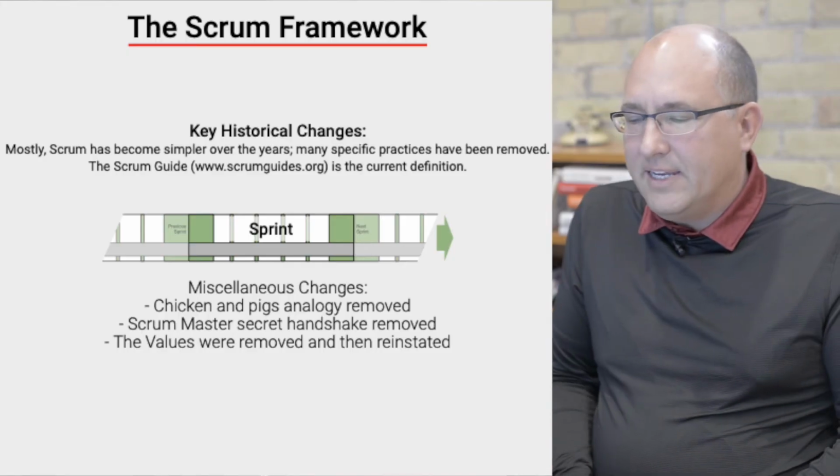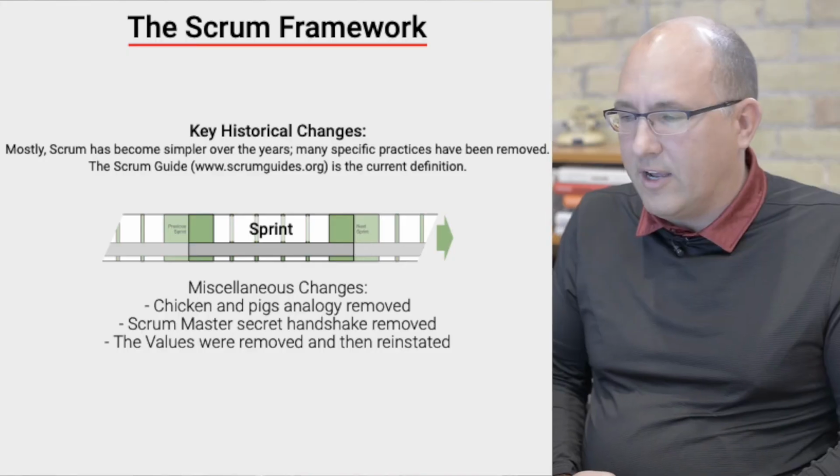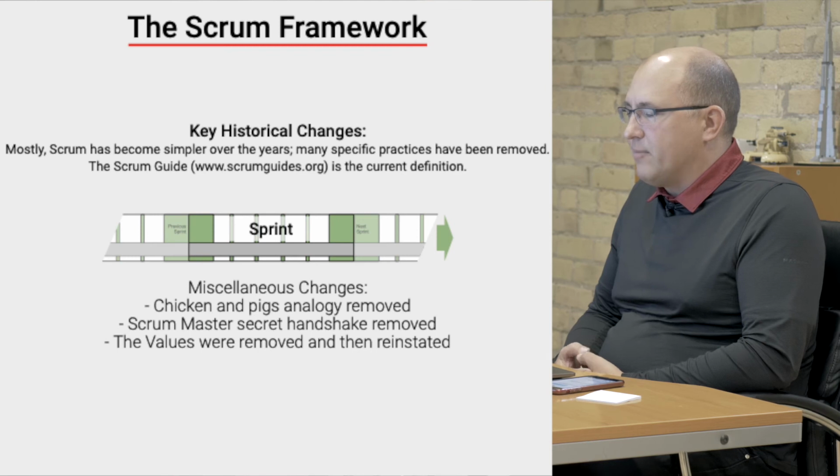There are some miscellaneous changes. Some of you who have been around Scrum long enough might remember the chicken and pigs analogy. This is an analogy that was used to describe the sort of accountability and responsibility within the Scrum team versus outside of the Scrum team. Some people found the analogy offensive, and it was removed.